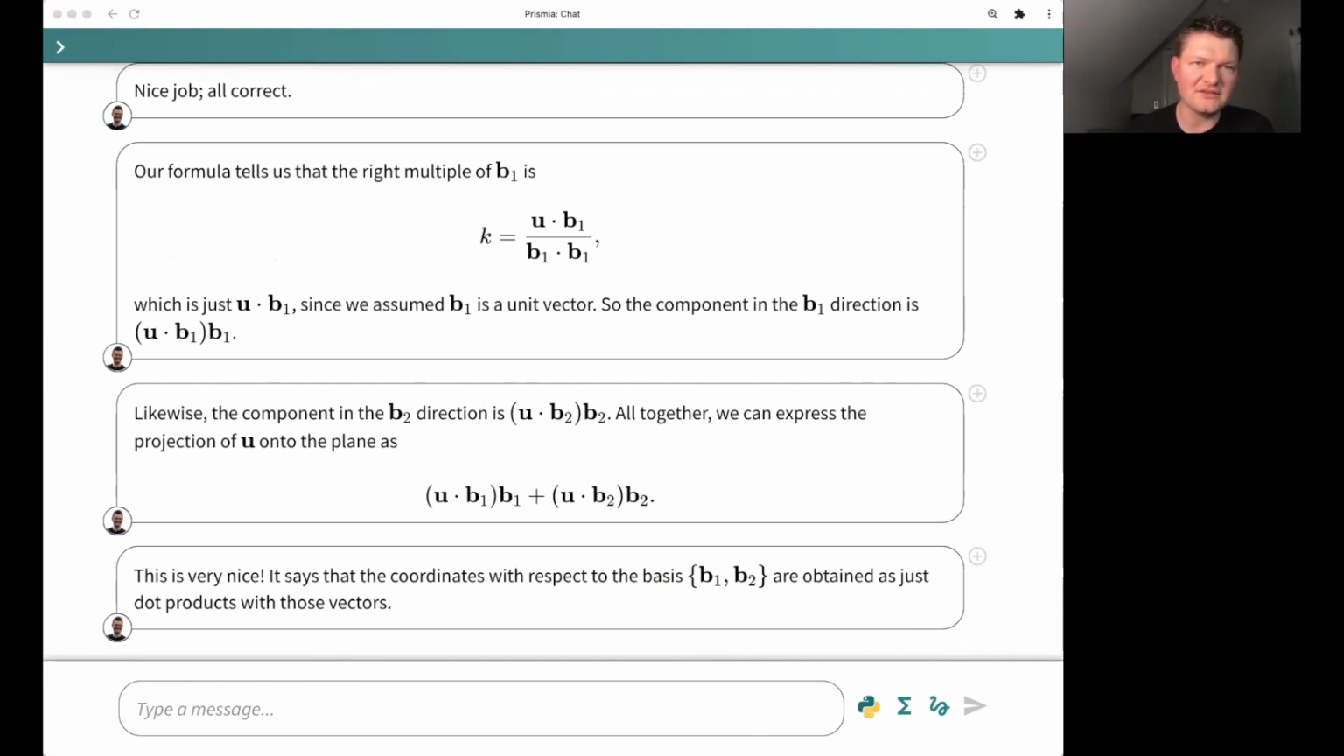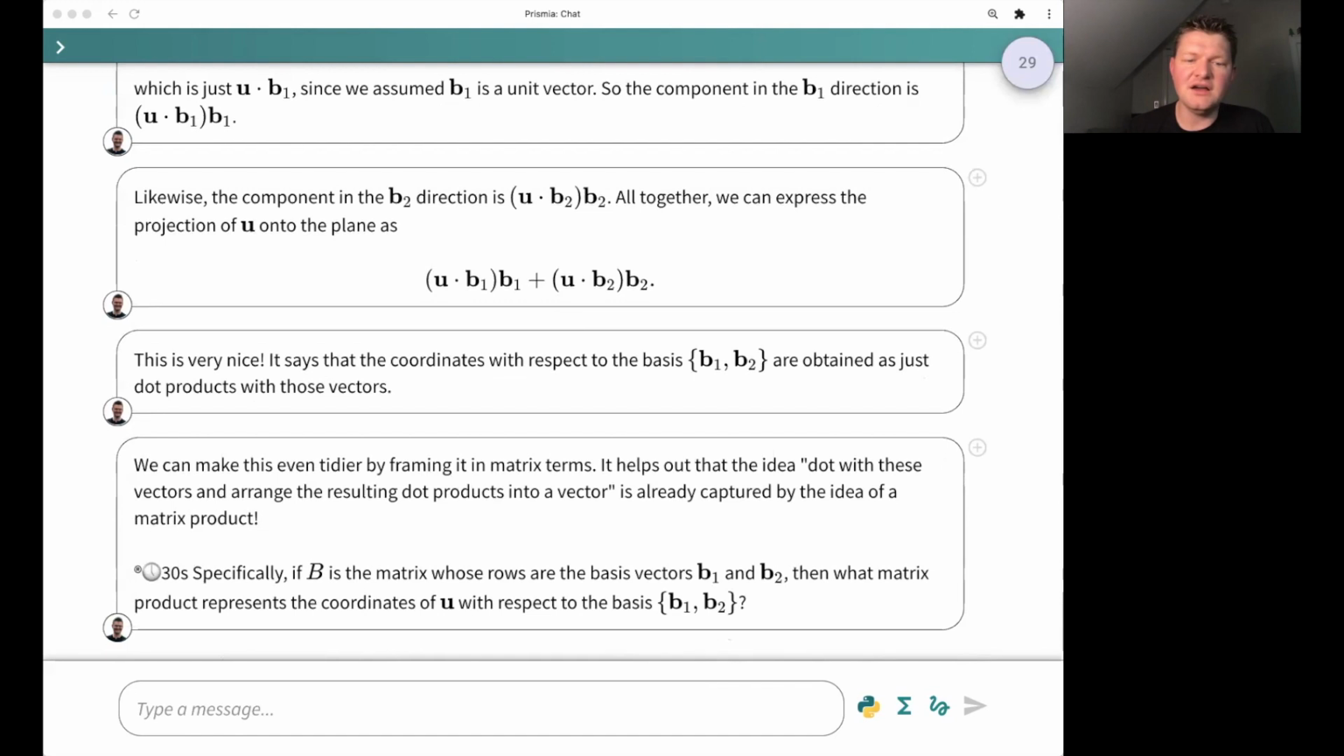So this is what makes working with orthogonal systems of vectors so nice. If we want to come up with coordinates, all we have to do is dot. There's no solving linear systems, coming up with some complex interactions between the different components. It's just one component at a time, dot with that basis vector, and then that's your weight for that basis vector. And that might seem tidy enough, but we can actually take it farther than that. So if B is the matrix whose rows are the basis vectors B1 and B2, then what matrix product represents these coordinates with respect to this basis?